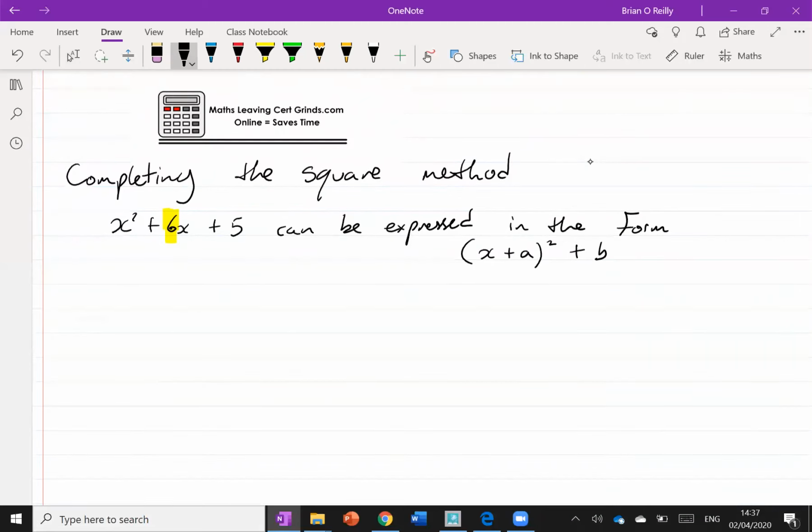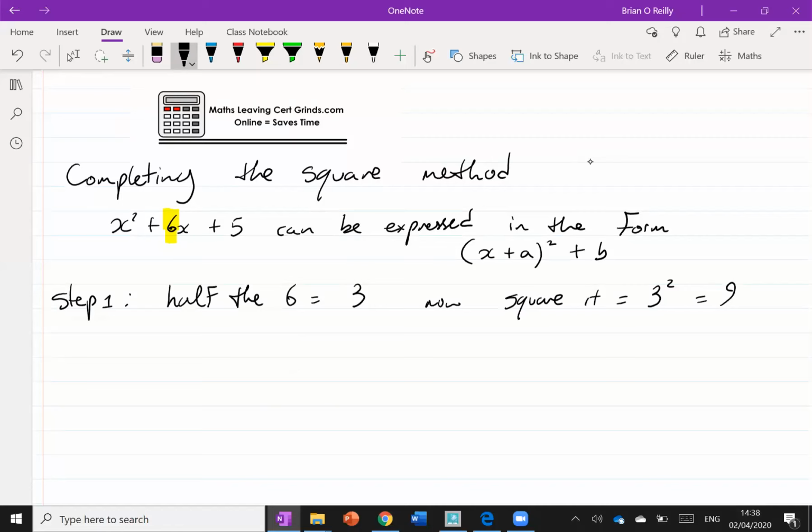Right. I have highlighted that 6, the coefficient of x, for one reason. Okay, let's have a look. How do we do this? Step 1: half the coefficient of x, which is 6, and we get 3, and then we're going to square it. 3 squared, of course, equals 9, right? We're going to highlight this 3 because we're going to come back to that in a sec.